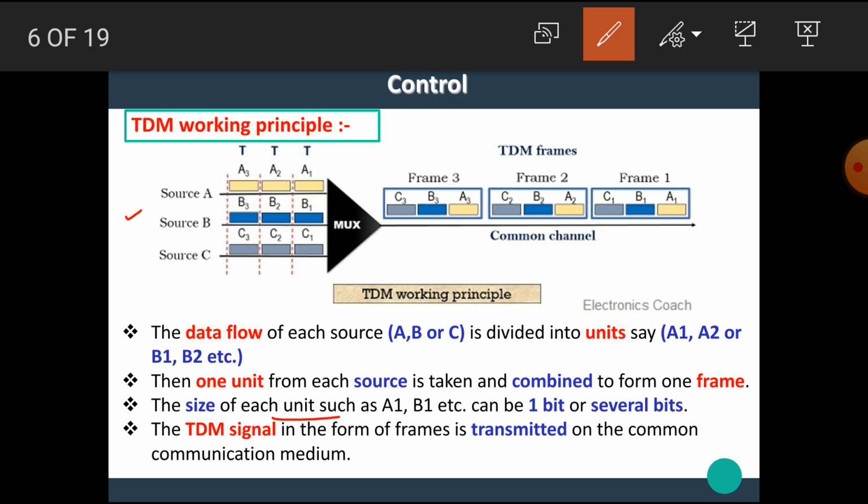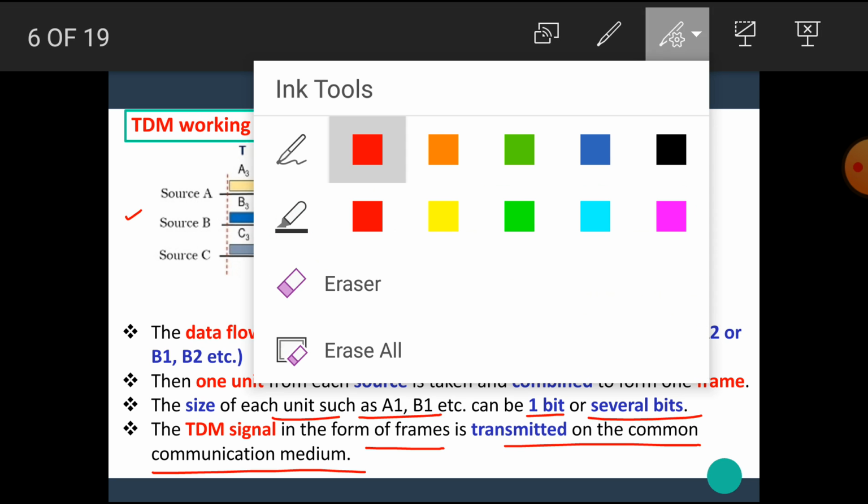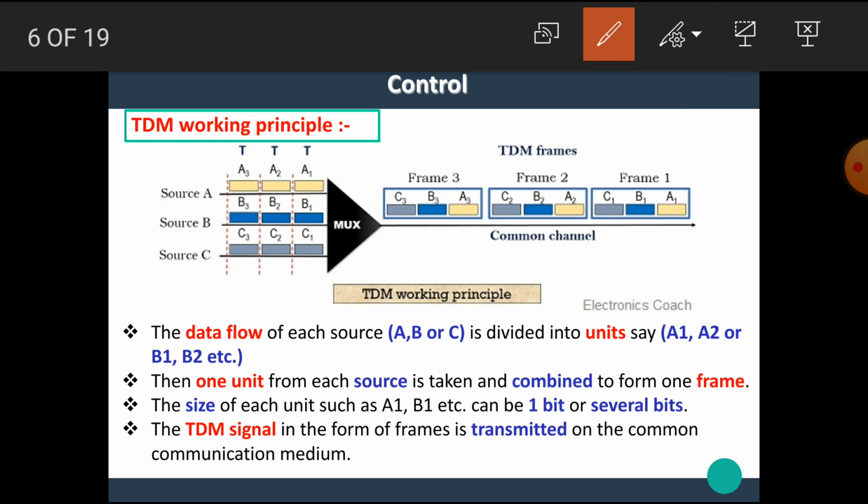The size of each unit, such as A1, B1, etc., can be 1 bit or several bits. The TDM signal in the form of frames is transmitted on a common communication channel. Okay, I hope you all understand the working principle of time division multiplexing. Let's see once again. There are three sources, source A, B, and source C. These sources are divided into units, for example A1, A2, A3, B1, B2, B3, C1, C2, C3.